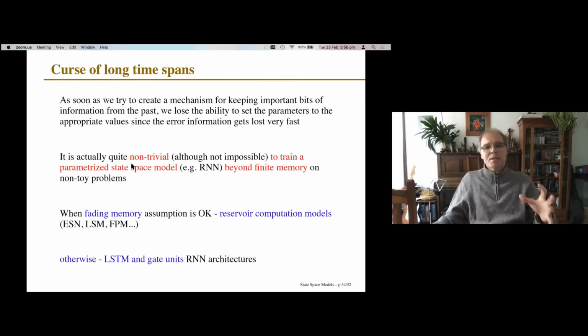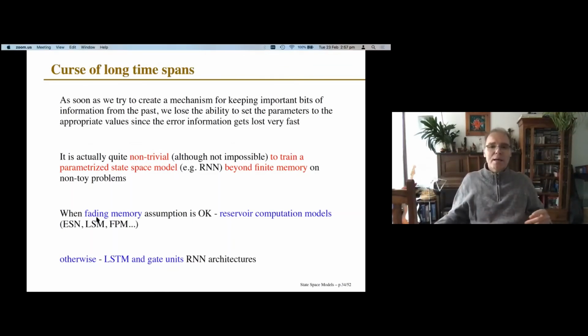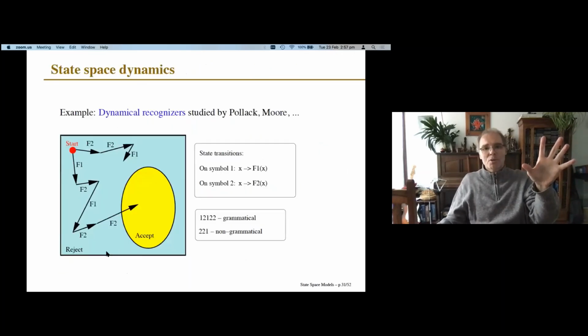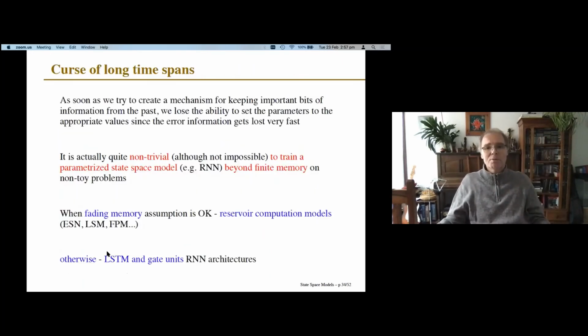And we deal with this in two ways. It's not trivial to train recurrent networks beyond finite memory. So we either say, when we have a fading memory assumption, that we don't really need to remember that much from the past, then we are okay with having systems that are based on something like contractive behavior. Those are reservoir type models. And those are all kinds of models where the basic idea is what I just showed you. You don't even train, you just set it up so that you have a smart coding of the states that is Markovian, and you remember the past up to a point, like a fading memory, right? The longer you go into the past, the worse it gets.